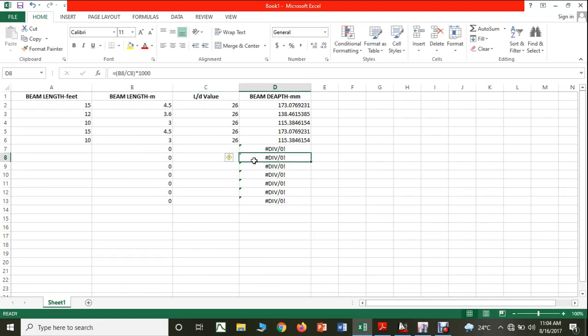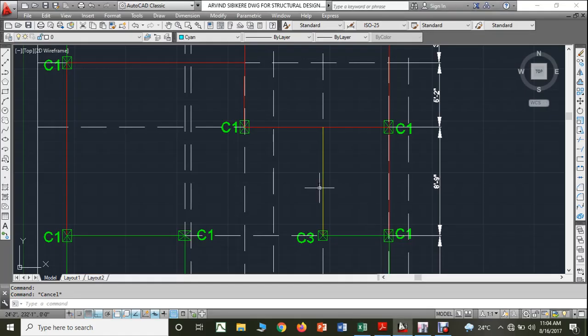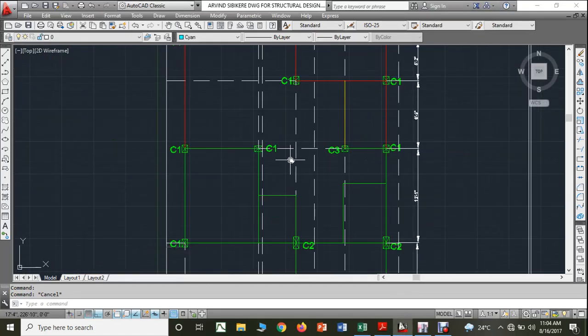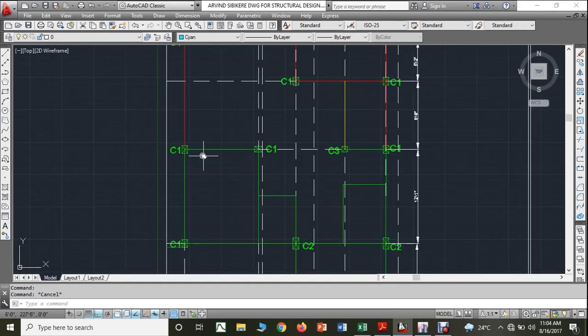That is 115, whereas another will be again 10 only, but there my value of L by D will be 20, because it is simply supported. There it becomes 150 mm depth. This will be 150 mm. Then again I have this, right? I have this, and I have all these three.